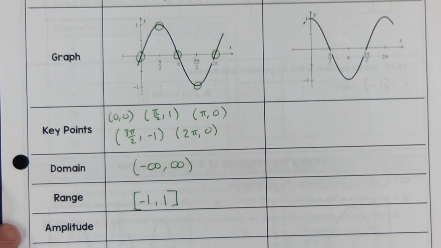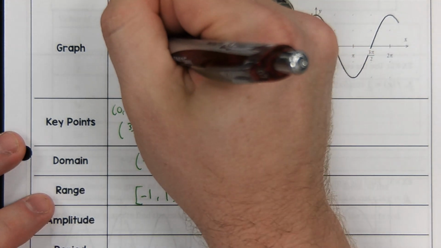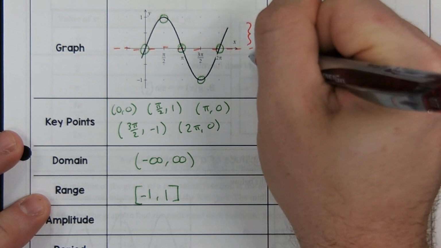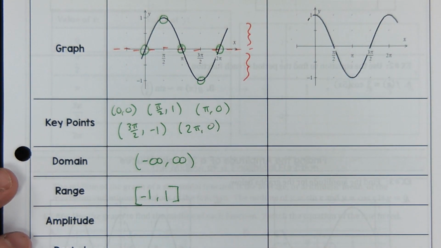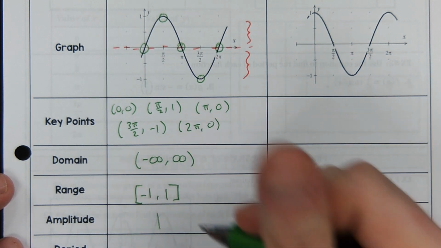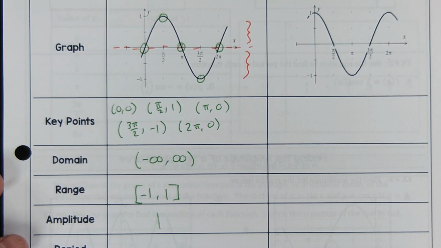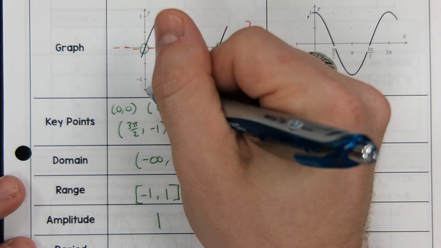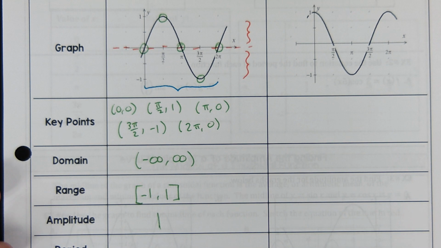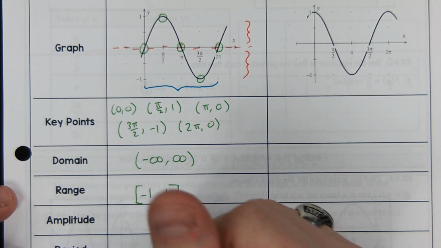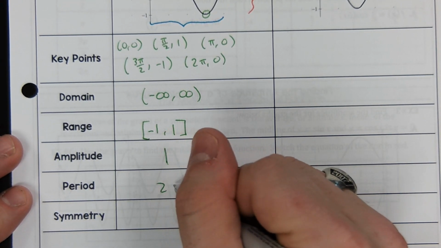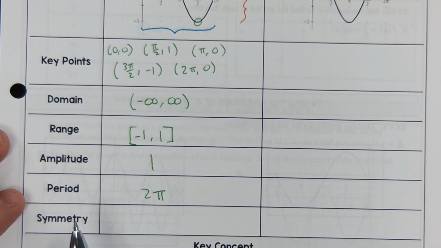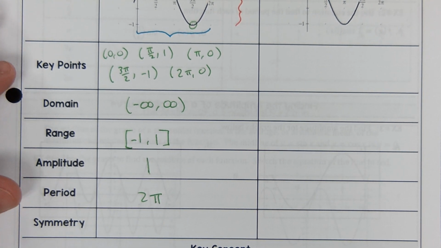The amplitude is the distance from the midline to a maximum or midline to a minimum. Doesn't matter. It's the same value, 1. The period length is how long it takes for one cycle, which is how long until it repeats itself, 2 pi. And arguably the most important thing about the sine wave is its symmetry.